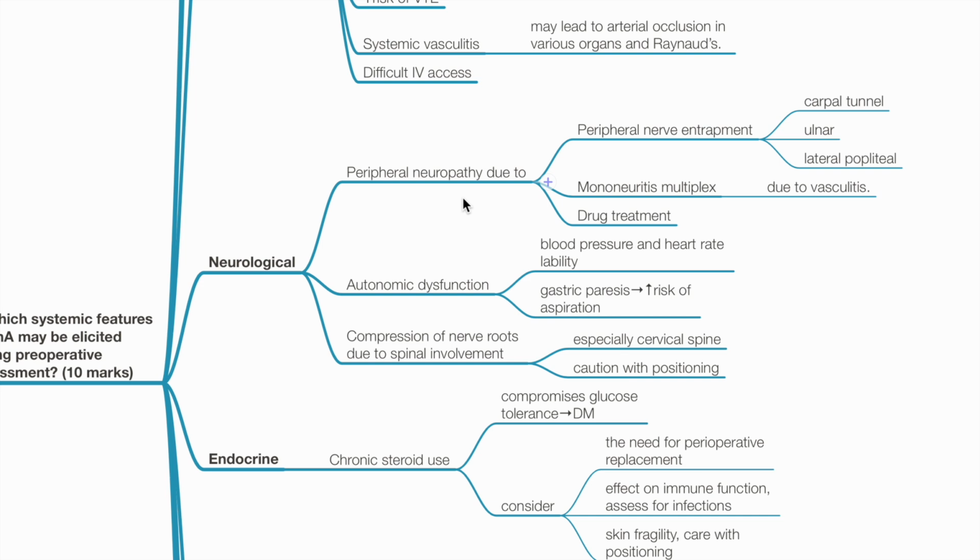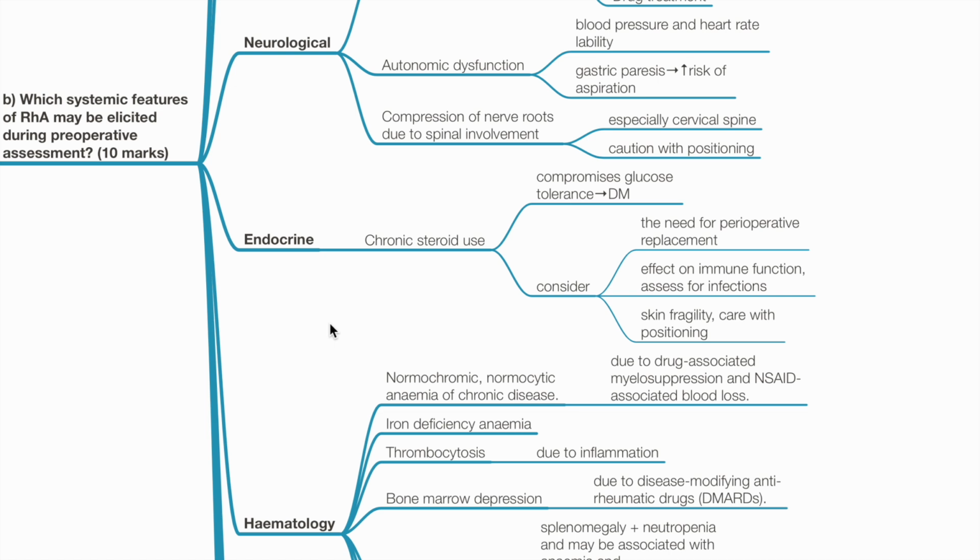Autonomic dysfunction may lead to blood pressure and heart rate lability and gastric paresis, which leads to increased risk of aspiration. Compression of nerve roots due to spinal involvement may occur especially at the cervical spine. Practice caution with positioning. Endocrine. Chronic steroid use compromises glucose tolerance. This may lead to diabetes mellitus. Consider need for perioperative replacement, immunosuppression and risk of infections, skin fragility, and care with positioning.